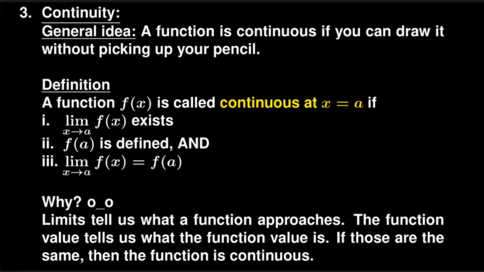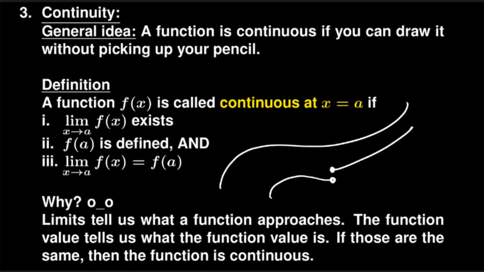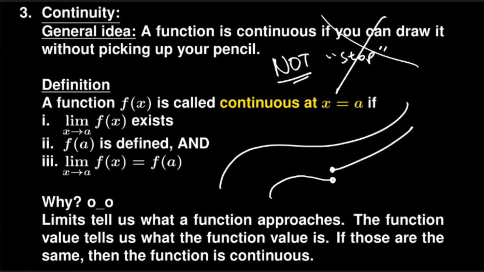Okay, continuity. So the general idea of it is you can draw something without picking up your pencil or pen or whatever you're writing with. For instance, continuous, not continuous. The reason is not because of stopping. Do not ever use that word in math because that actually doesn't have any meaning whatsoever. The only place you would really ever see that is with traffic flow, but that's talking about the traffic flow, not about functions. Yeah, I just want to address that because that's something I've heard a lot in class.